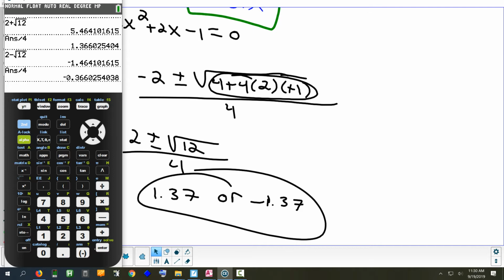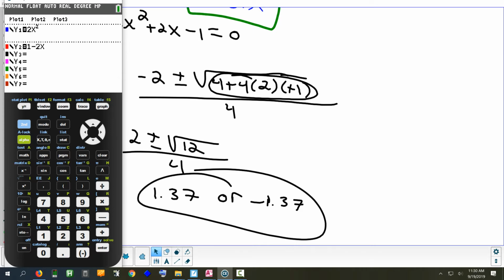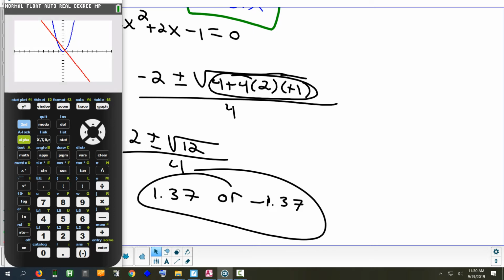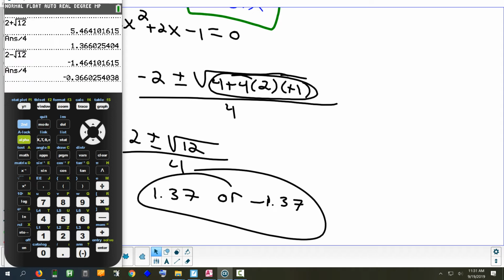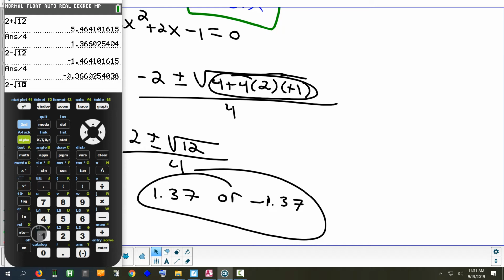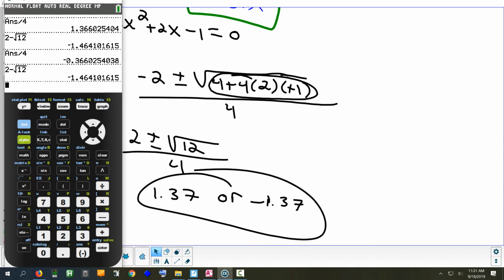Negative 0.36. Getting positive. What did I type wrong? 2 minus the square root of 12. And then divide that by 4. So we get negative point. Why is that coming out negative?